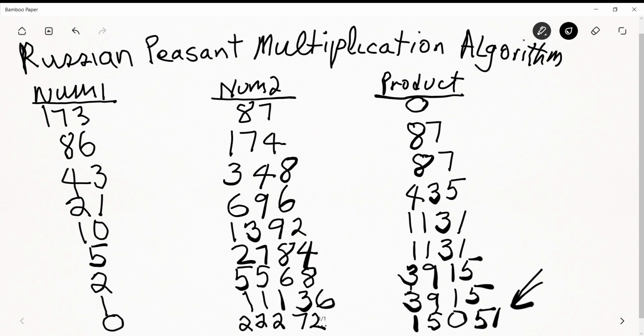Some textbooks mention that it's also called the Egyptian multiplication, and some even mention it to be the Ethiopian. And that's it.